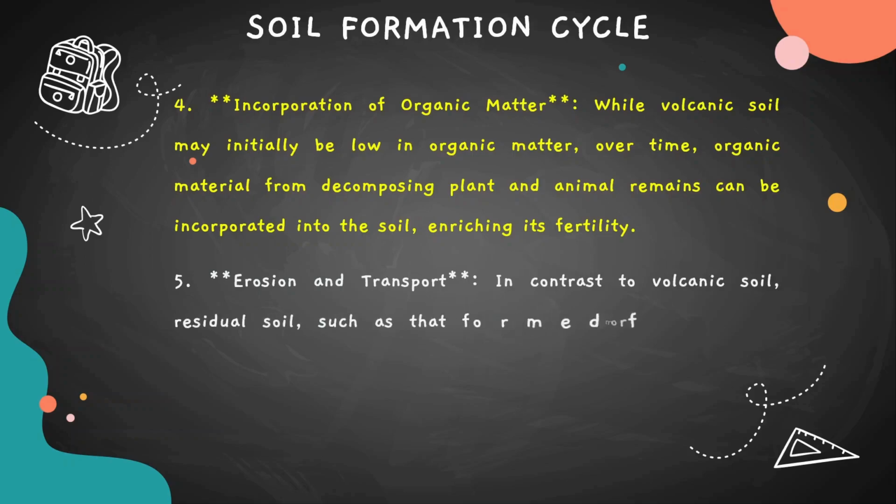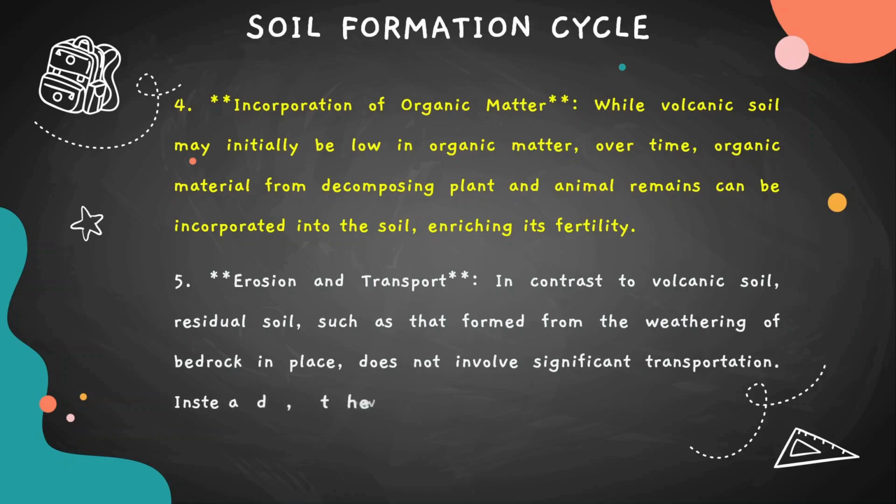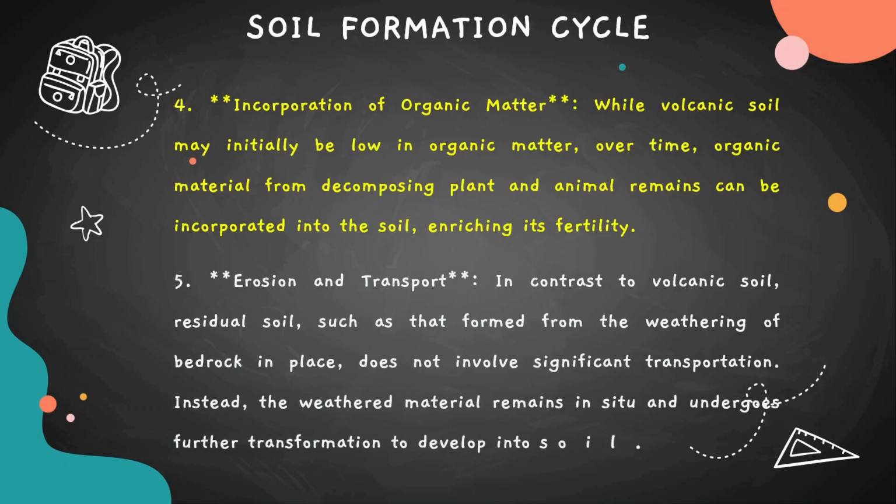Then the fifth point is erosion and transport. In contrast to volcanic soil, residual soil such as that formed from the weathering of bedrock in place does not involve significant transportation. Instead, the weathered material remains in situ and undergoes further transformation to develop into soil. So generally what happens in soil, either it gets eroded or it gets transported with the help of wind or with the help of rainfall or with the help of ice, glaciers, or with the help of river water.